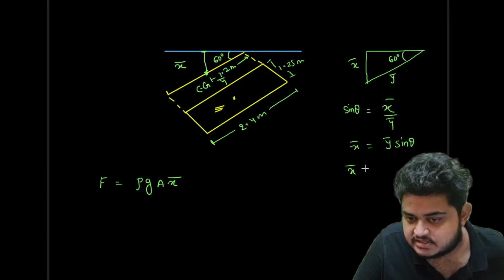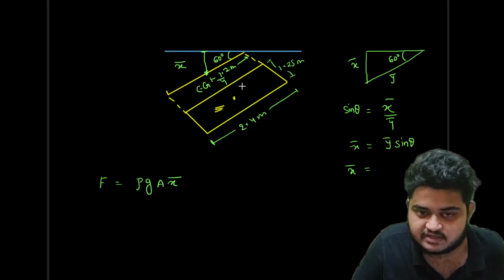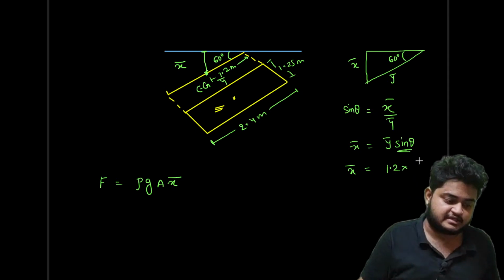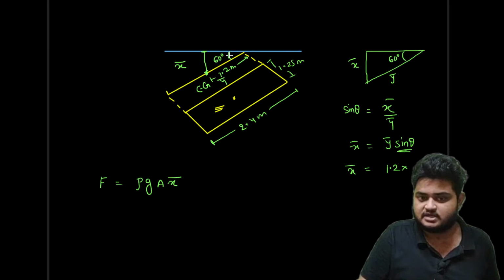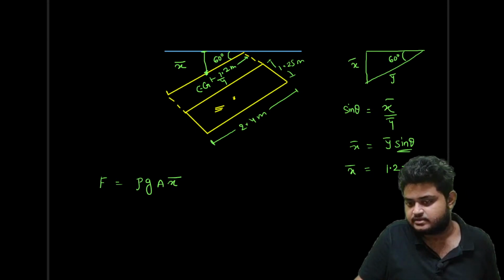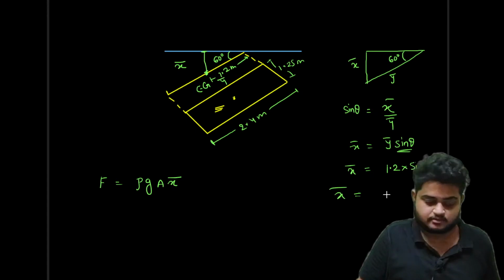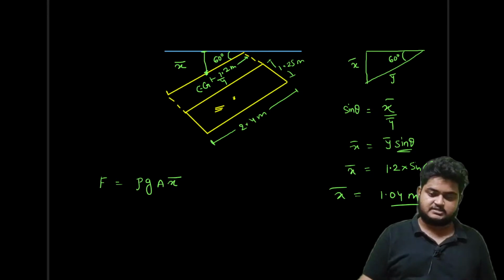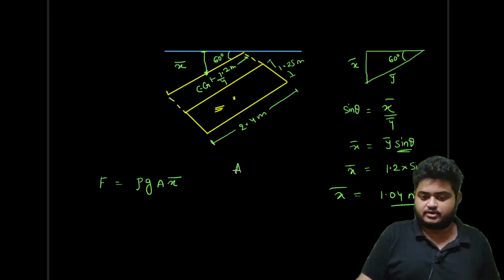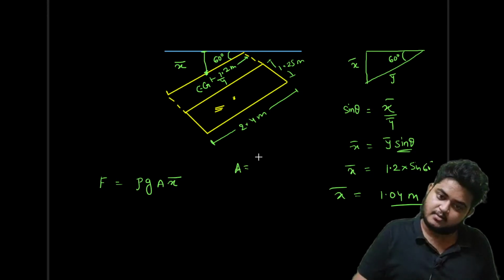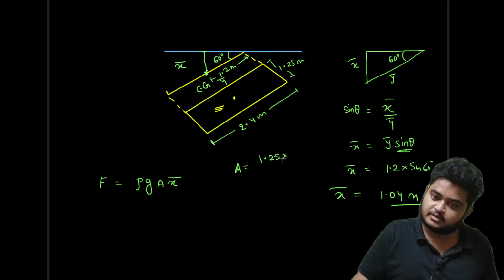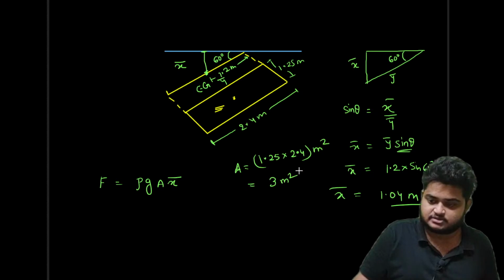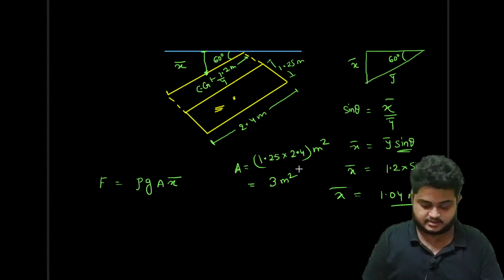Now what is x bar in this case? y bar is given as 1.2 meter, so it is 1.2 into sine 60 degree. In this case, the angle theta is given as 60 degree, so the x bar will be coming out as 1.04 meter. Now what is the area of the body? The area is 1.25 into 2.4 meters square, which will be coming out as 3 meters square. I hope it will be coming out as 3 meters square.